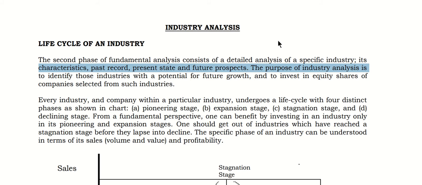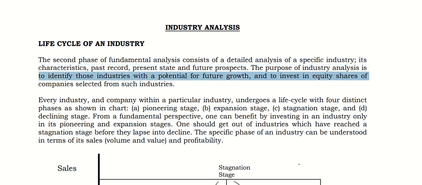So obviously you would always like to invest in a company or industry or economy which has some potential future growth, right? You would always like to invest in an industry which is having good potential for future growth, and to invest in equity shares of companies selected from such industries. Companies we will select later on. First step was to choose economy. Second step is to choose industry. Then we will talk about company later on. So today we will discuss which industry you would like to choose.